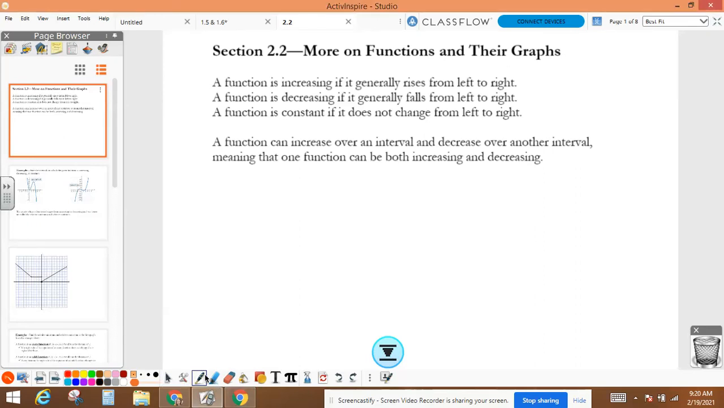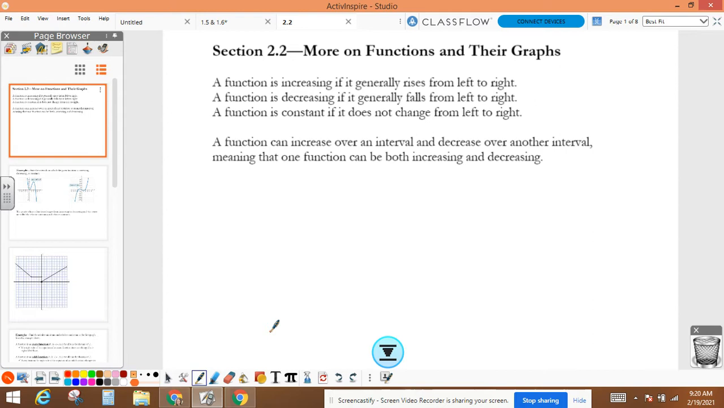Okay, so section 2.2 is more on functions and their graphs. So we're going to talk a lot about increasing, decreasing, and then piecewise functions, just evaluating them. So remember, a function is increasing if it's rising from left to right. It's decreasing if it's falling from left to right. And it's constant if there's no change as you move from left to right.